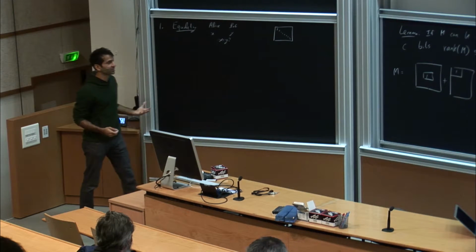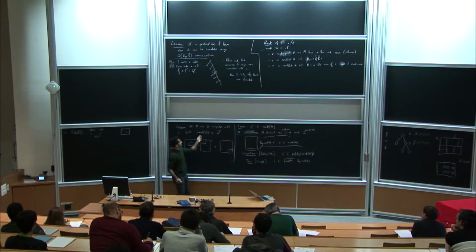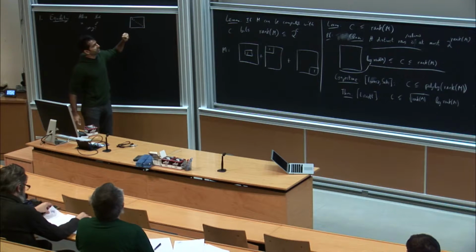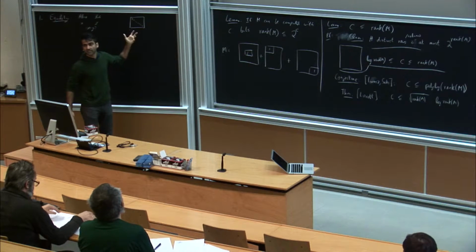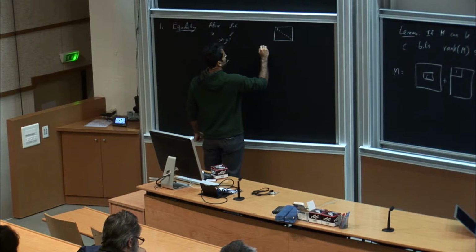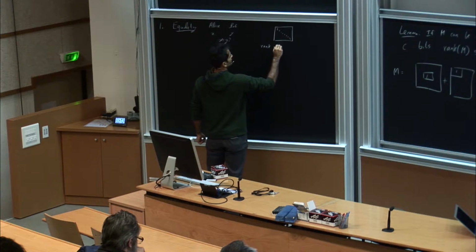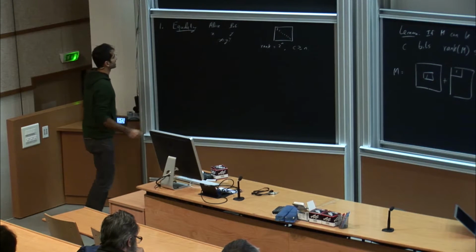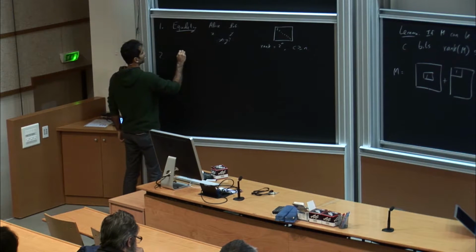And so by this lower bound, the number of rectangles you need is the full rank. So if you're working with n-bit strings here, this is a 2 to the n by 2 to the n matrix, and it has full rank. So its rank is 2 to the n, so C must be at least n.